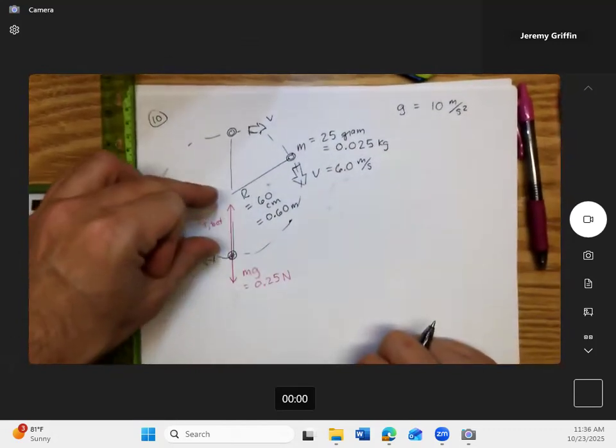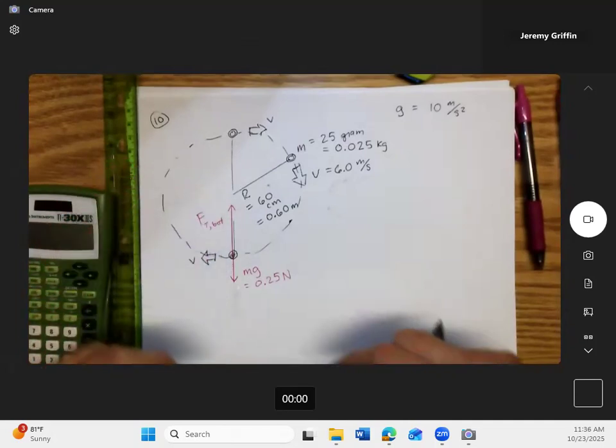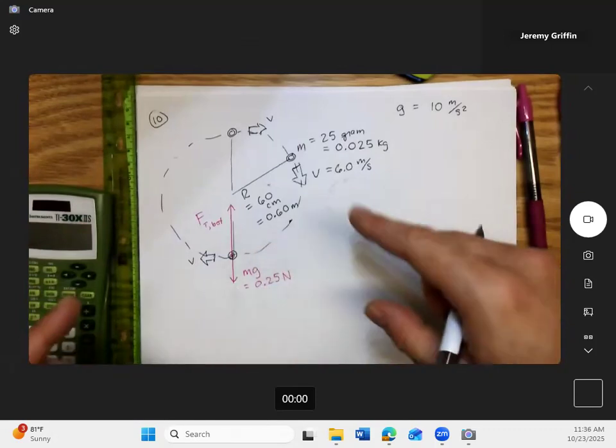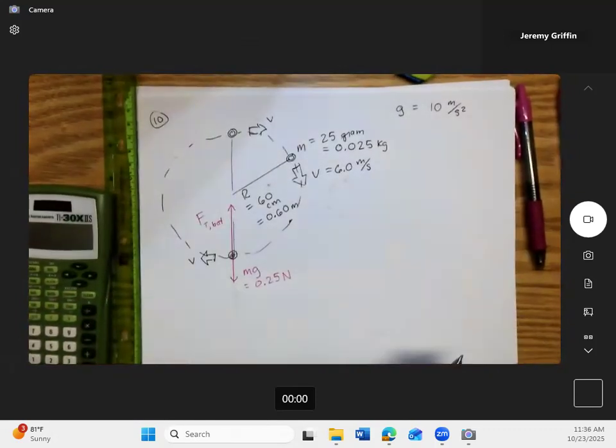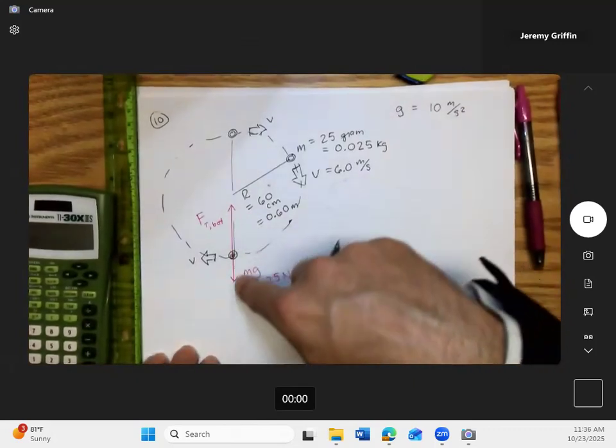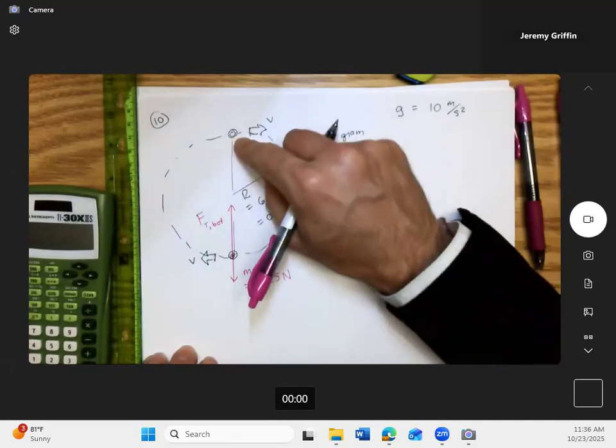Notice I made the tension larger than the weight. So is there a net force on this washer? Yeah. And that net force you could also call the what force? Centripetal. Right, so store that away for later. Now, eventually we'll also do this analysis at the top.